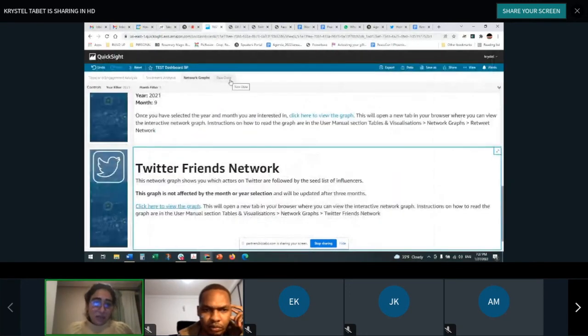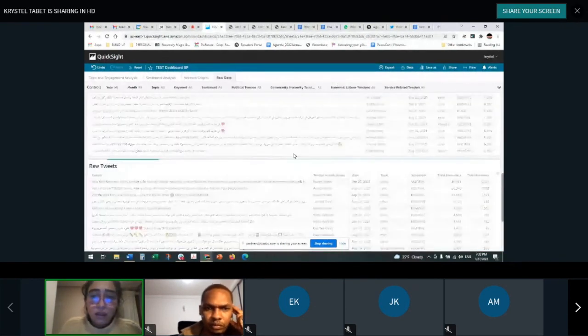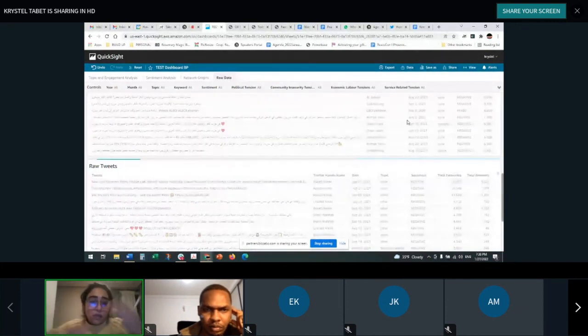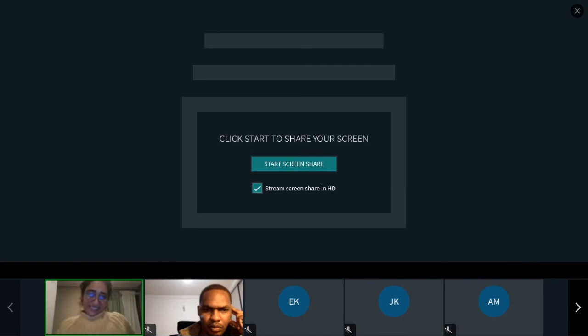So these are the network graphs. And finally, the raw data, just to show you how you can look at it. This is basically all of the data that we were seeing in visuals, brought to you in tables. And that's it.